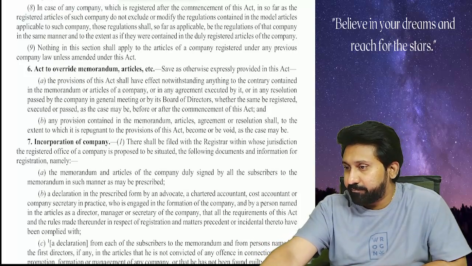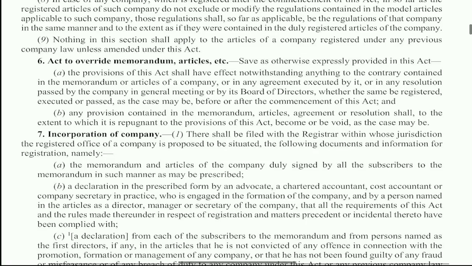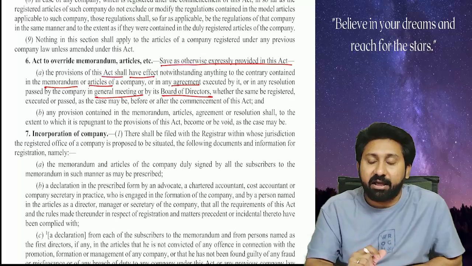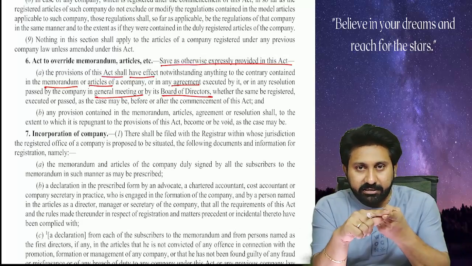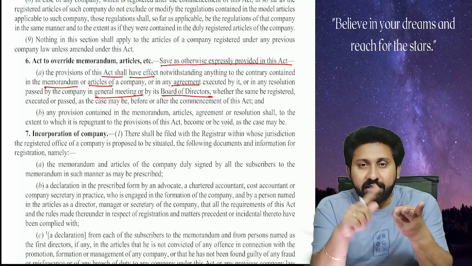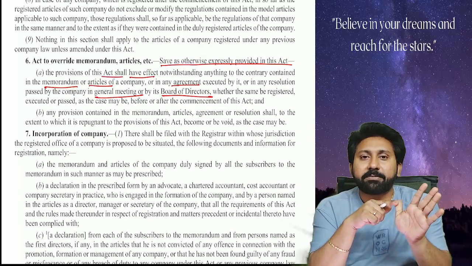Section number 6. See the provision once. Save as otherwise expressly provided in this Act, the provisions of the Act shall have effect notwithstanding anything to the contrary contained in the memorandum, articles, agreement, general meeting resolution, board meeting resolution. Sir, what is this? I'll explain. What they said in section 6 is that the Act will have an overriding effect over the memorandum, articles, agreement, resolution passed in a general meeting, and resolution passed by the board of directors.